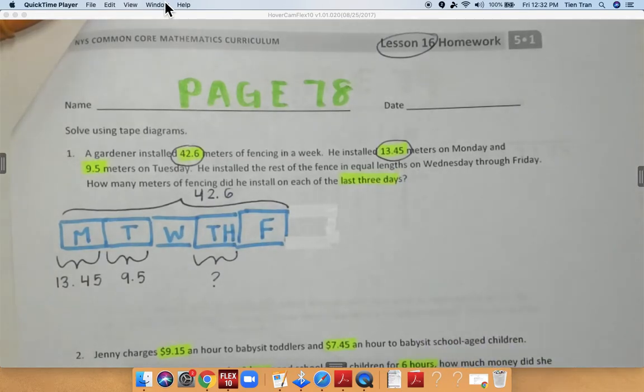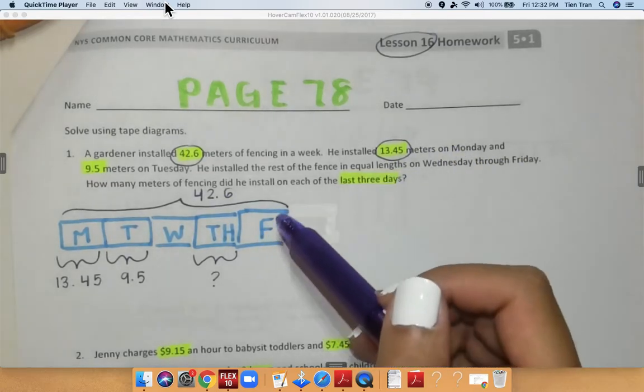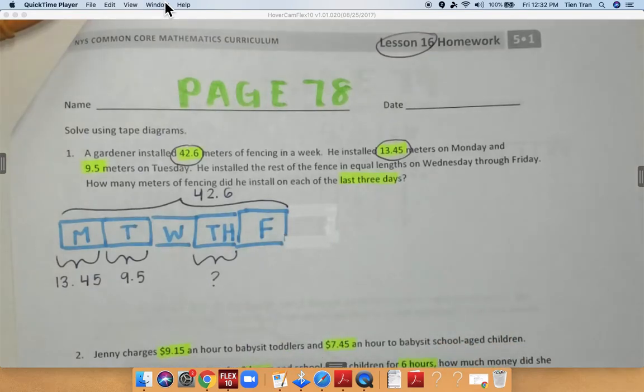So what's really important when you guys are solving word problems is that you're visualizing in your head what is going on. What is the story that we are listening to? So the story we are listening to is that a gardener is installing, which means he's putting in fencing. Fencing like the fence you put around your house or the fence we have around our school, right? So we know that each day he's working on the fence and he's making sure that there's equal lengths.